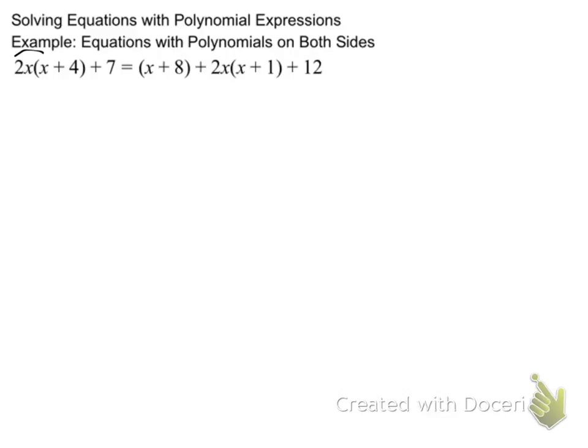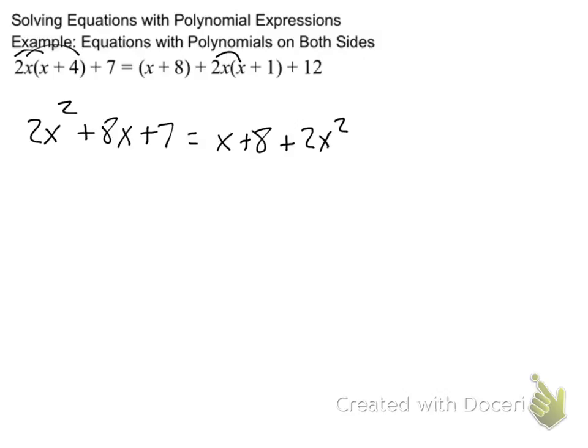2x times x. 2x squared. 2x times 4. 8x. Plus 7. You guys told me I do not need these parentheses, so I'll take them away. 2x times x, 2x squared. 2x times 1, 2x. Plus 12. Everybody okay with that first step?